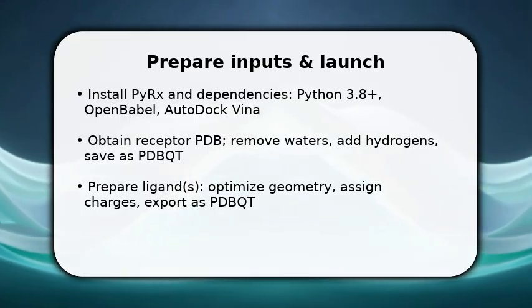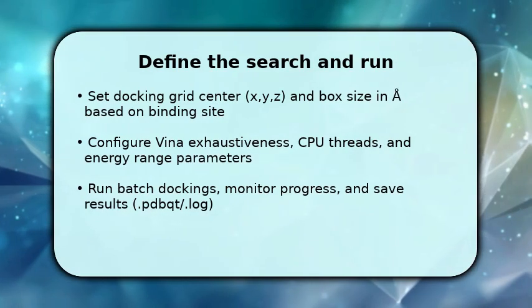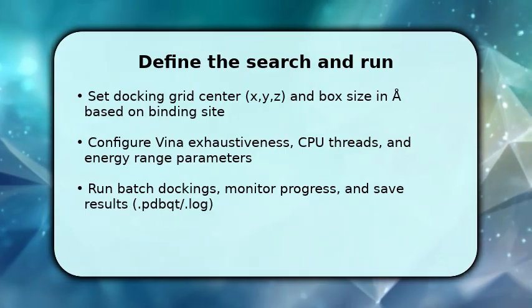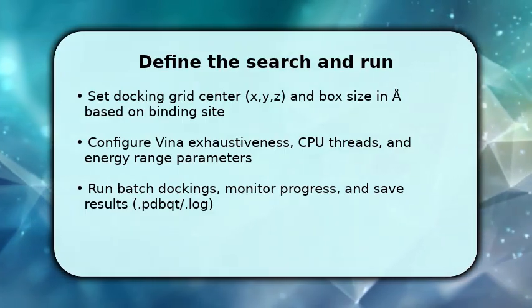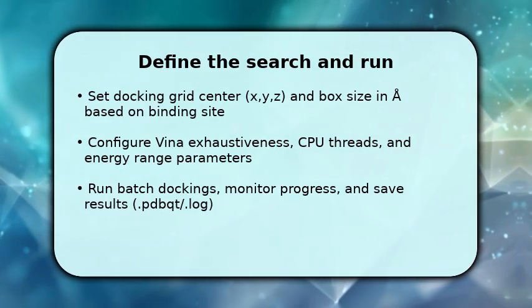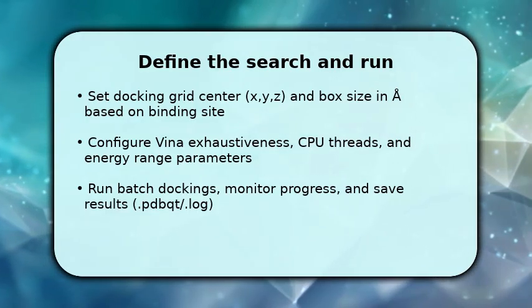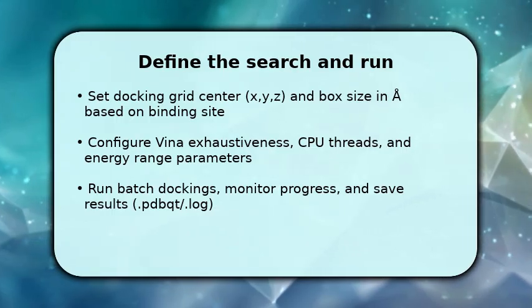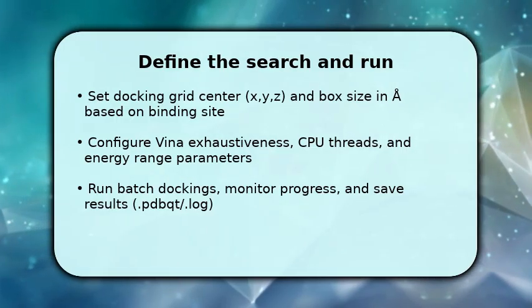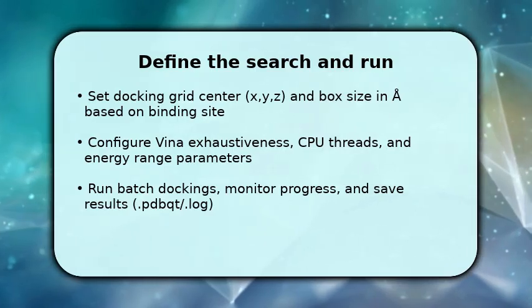Now you define the search space and algorithm settings. Open the docking panel, specify the grid center coordinates around the binding pocket, and set box dimensions in angstroms to fully cover the site. This controls what Vina explores. Then adjust exhaustiveness and thread count so runs finish in a reasonable time while sampling adequately.